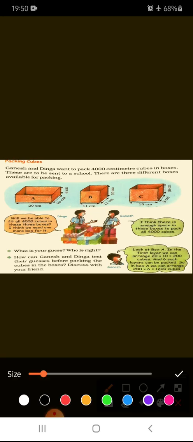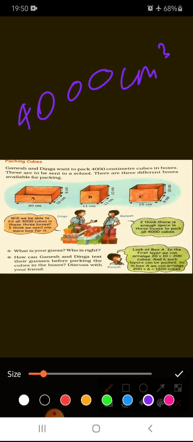Now children, as you can see here, it is given that Ganesh and Dinga want to pack 4000 centimeter cube in boxes. These are to be sent to a school.